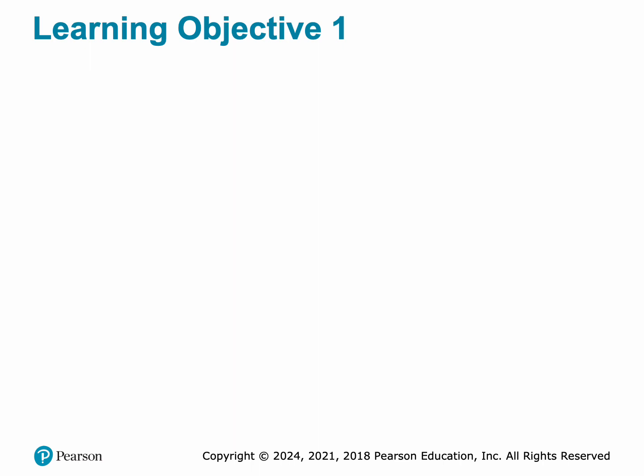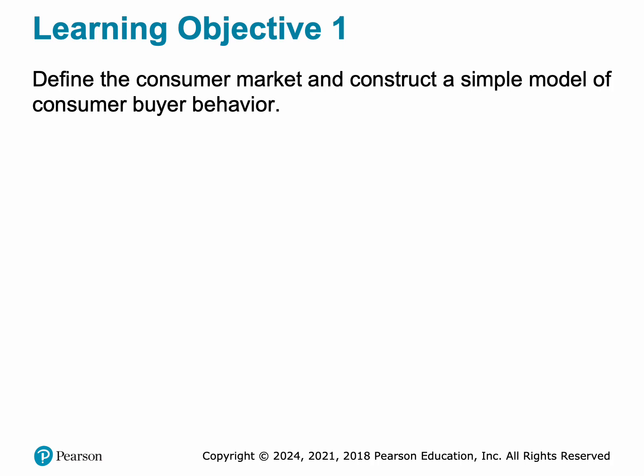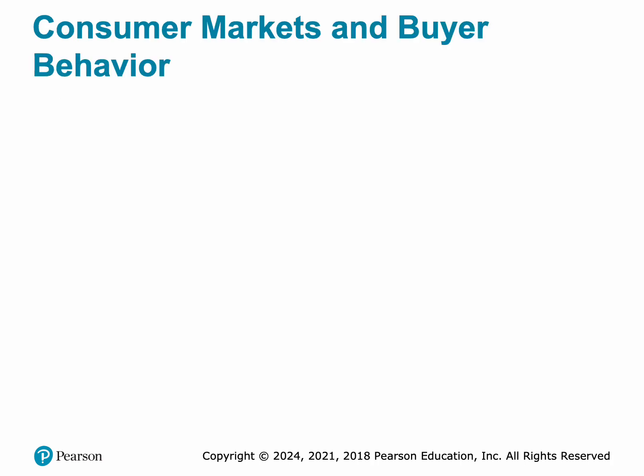So learning objective 1, define the consumer market, and we're going to construct this simple model of consumer buying behavior. So I'd like you to think about, what have you recently purchased that cost over $100? What were the reasons why you purchased this particular item? So just think about this conceptually, like why? Why? What drove you to do that?